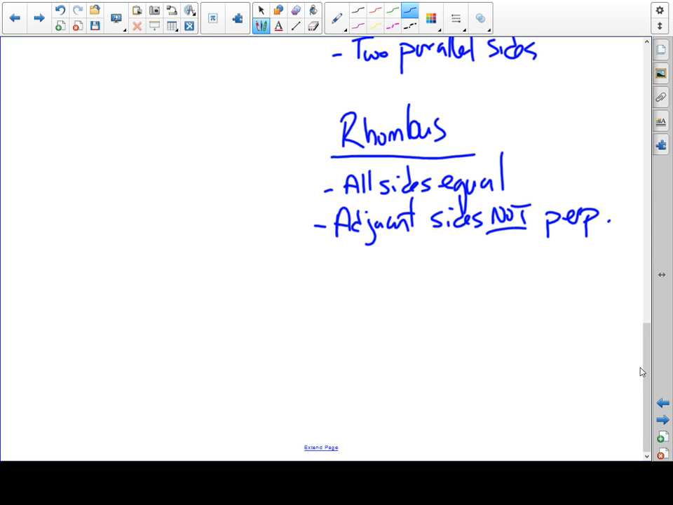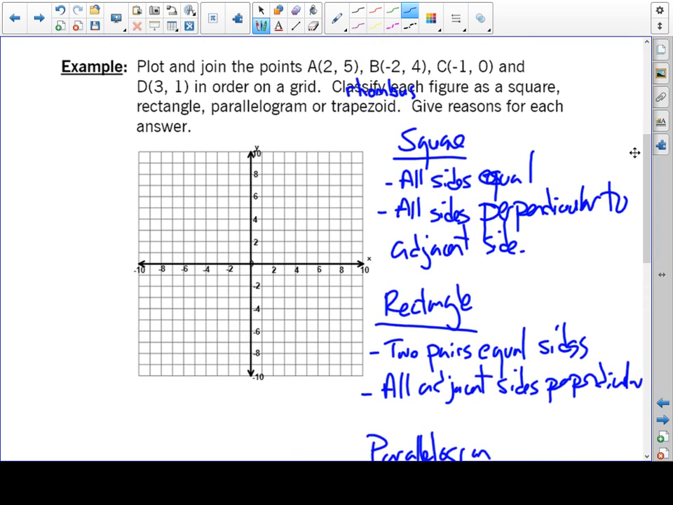But first, let's actually plot the points. So here we go. A is 2, 5. So A would be right here. That's A. B is -2 and 4. So that's right there. C is -1 and 0. That's there. And D is 3, 1. So that's right there. So what you would want to do is connect these with something straight and have an idea of what you're looking at here. Now, are we looking at a square, a rectangle, a parallelogram, a trapezoid, or a rhombus?